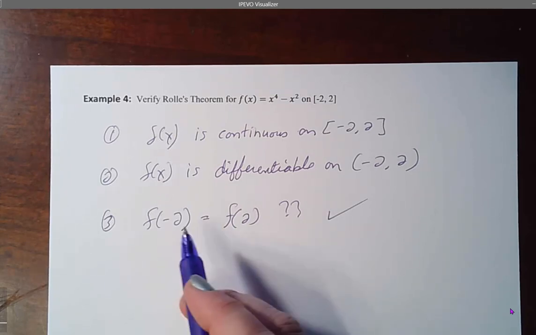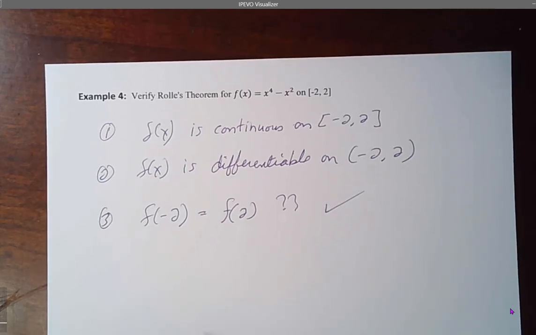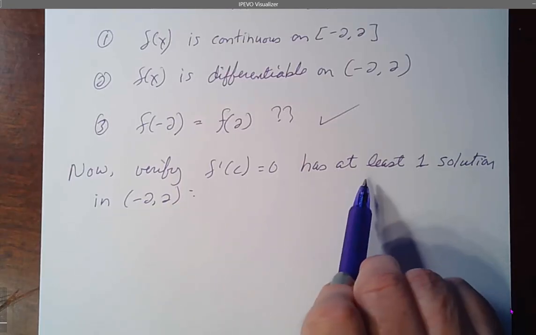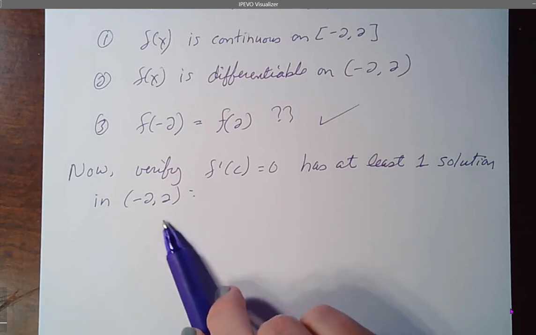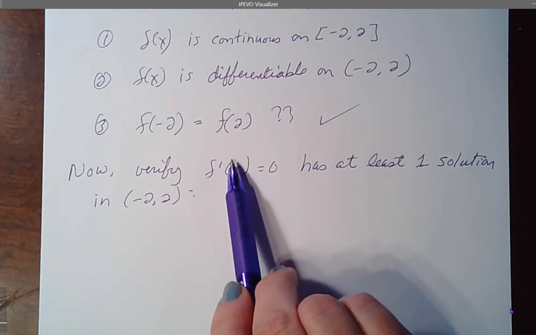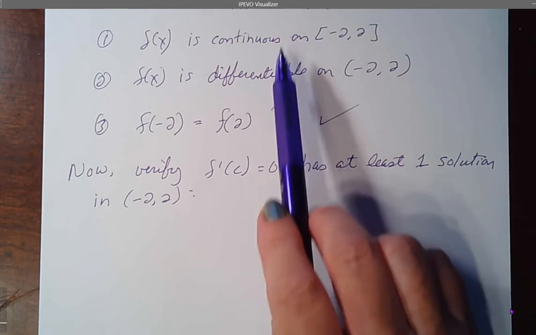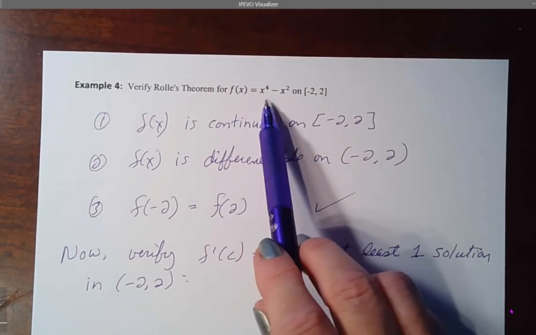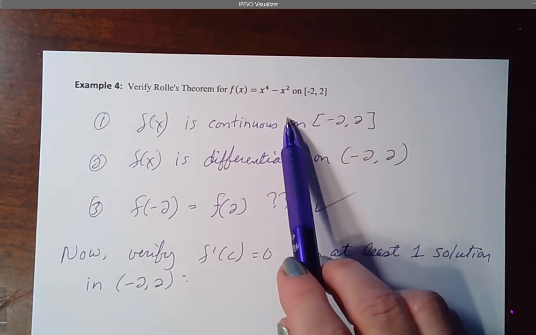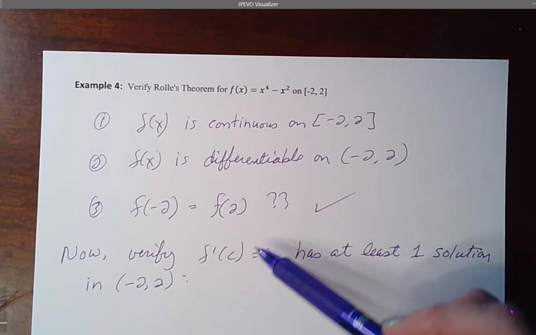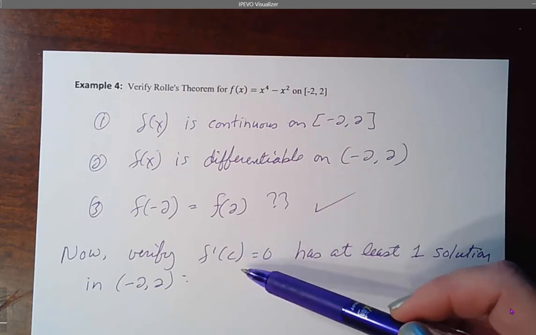Now the next part here is to verify that f prime of c equals 0 has at least one solution in the open interval -2 to 2. In other words, we're going to take our function, find f prime of x, and set it equal to 0 and see if there is a value here. Can we solve for x? That value of x would be our c.